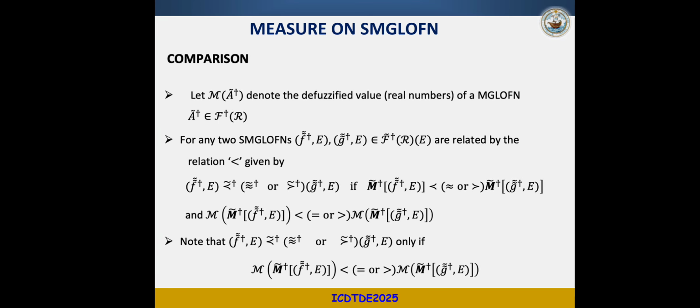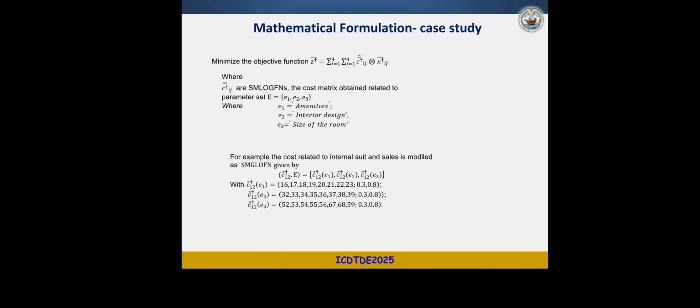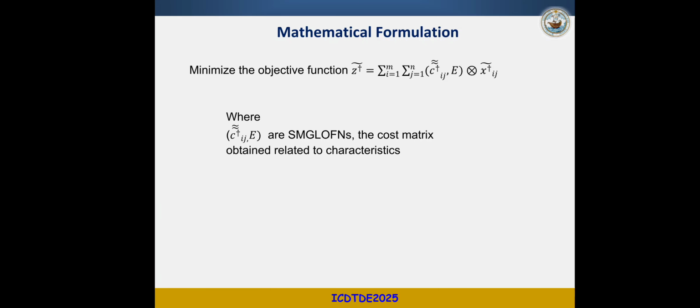This is the mathematical formulation that we have developed for the fully soft assignment problem. We know the objective function involves the cost matrix multiplied by the allocations. This cost matrix plays a major role because it gives the intricacies involved, as it can be related to various characteristics as well, which is modeled using MGLOFNs.